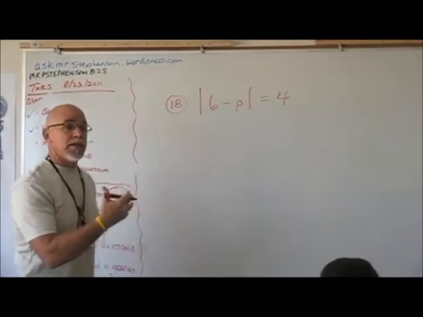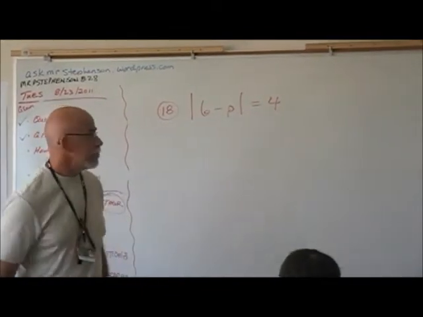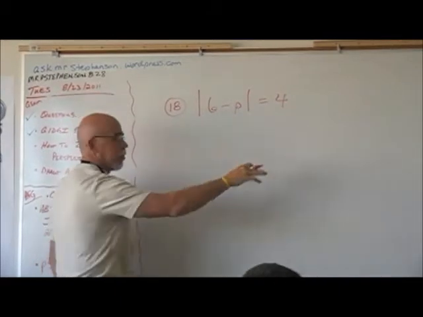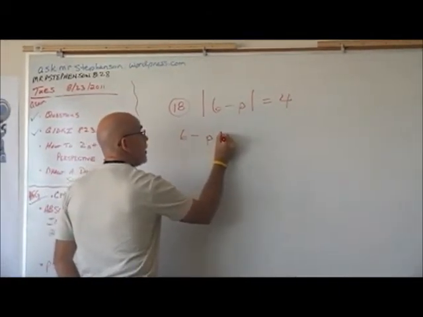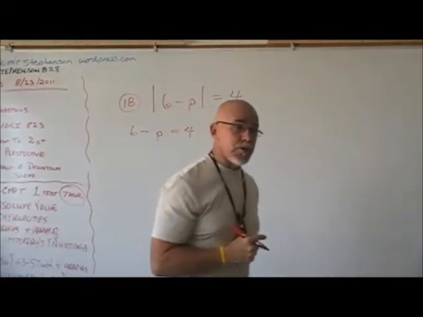You're going to write two inequalities. Tell me what one of the equations is. Tell me what one of them is. It's the P. Tell me the equation you're going to write to solve. Thank you, sir. 6 minus P equals 4. You have to write this in an absolute value equation.